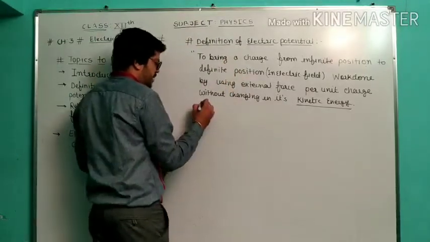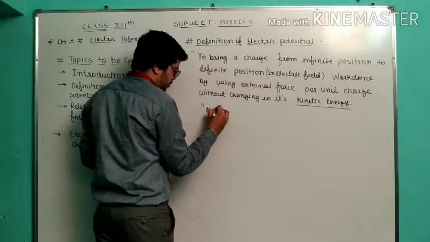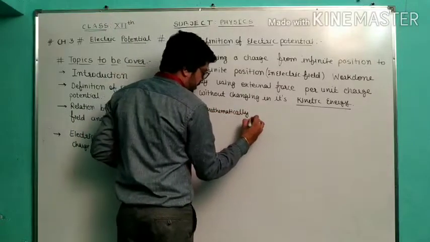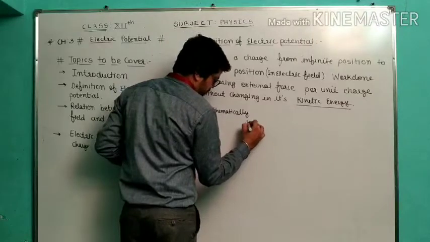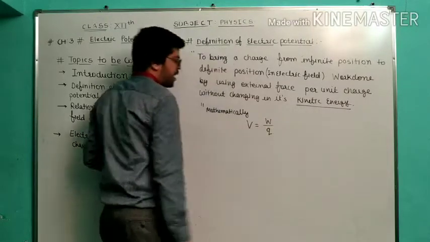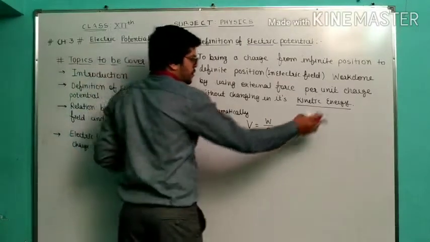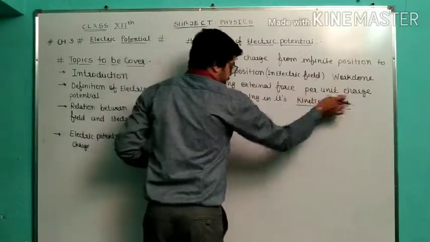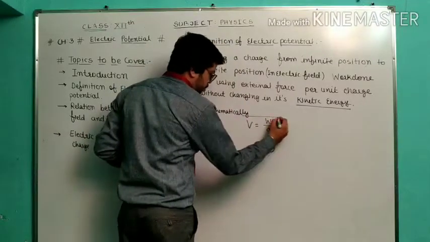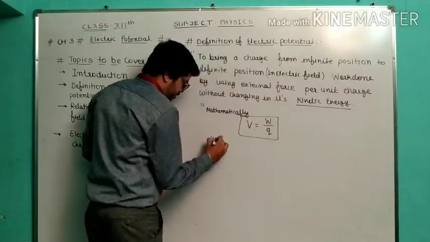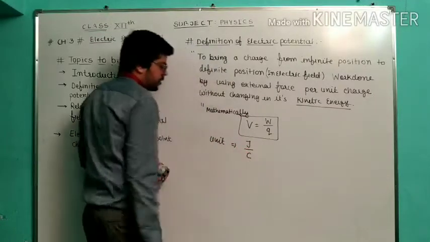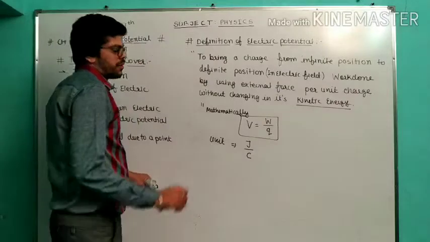So this is the basic definition. Mathematically, V is equal to W by Q. V is equal to W by Q, work done per unit charge. Okay, so this is a simple formula, and the unit is joule per coulomb.